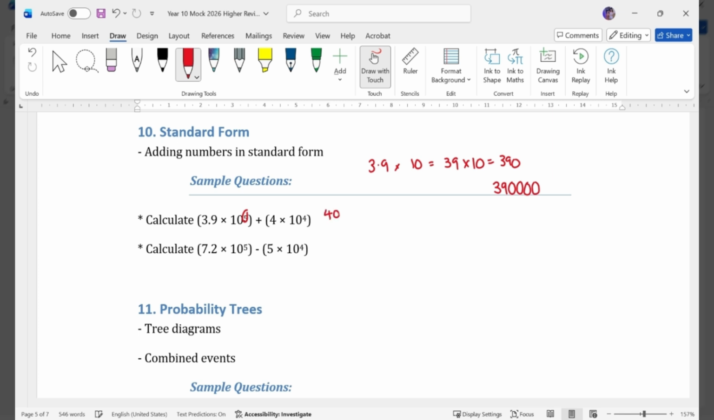Second number, 4 times 10 to the power 4: 4 times 10 times 10 times 10 times 10. Line them up. Put the 0 under the 0. Put the 0 under the 0. My computer's decided it doesn't want to do that. Put the 0 under the 0. Put the 4, that's meant to be under the 9.